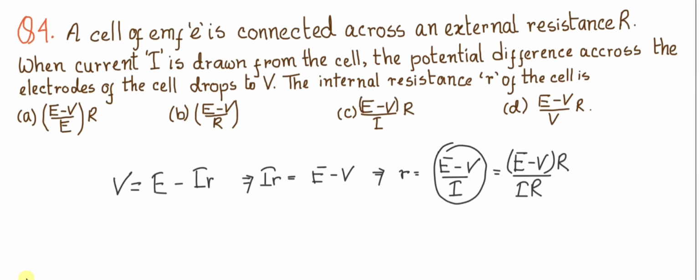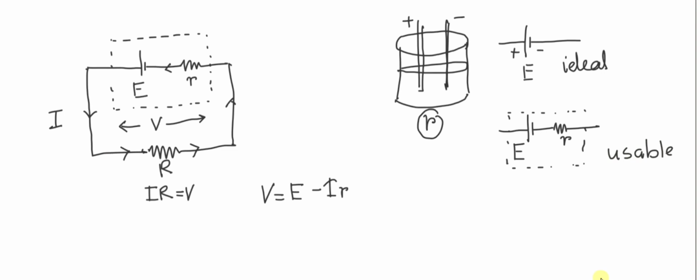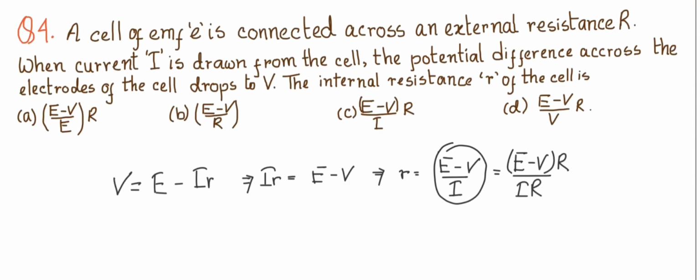So E minus V by I did not match the option, but V equals IR is the potential drop across the external resistance, the potential drop across the electrolytic cell. We can use it. If I use it, simply the denominator becomes V. So r equals E minus V multiplied by R divided by V, and option D is the correct answer here. Thank you all of you.